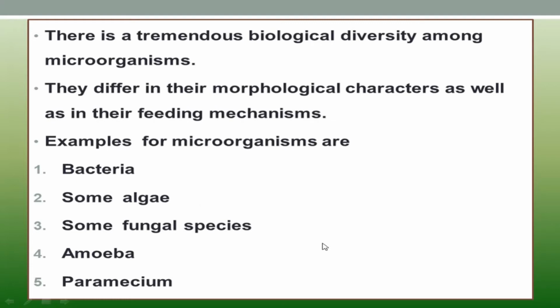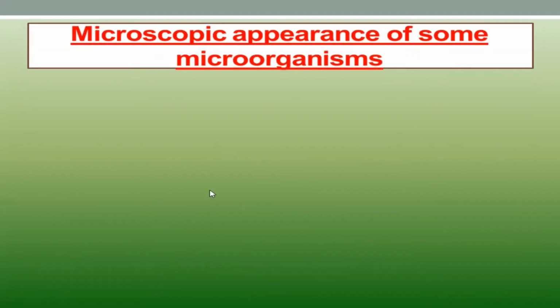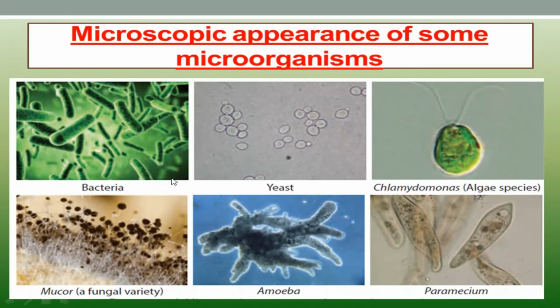Right? Then we will go to some pictures relevant to the microscopic appearance of some microorganisms. This picture contains microorganisms. This picture was taken from the microscope. This picture is relevant to the bacteria. This is the bacteria. This is a type of yeast. Yeast belongs to the fungi. Next one is chlamydomonas. Chlamydomonas is a type of algae, a species of algae.